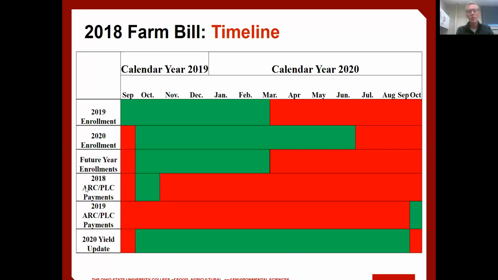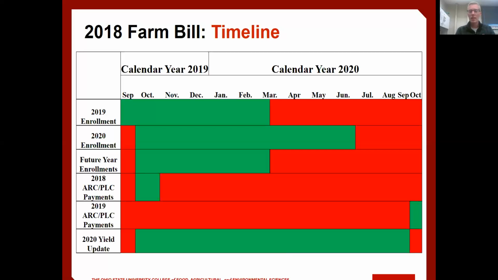So this next line, this 2018 ARC County PLC payments, payments for 2018 should be coming and hitting mailboxes soon. We had very few counties trigger ARC County payments here in Ohio in 2018. That'll be made this month in October. We only had about 4 or 5 counties each, corn and soybeans, trigger ARC County payments.